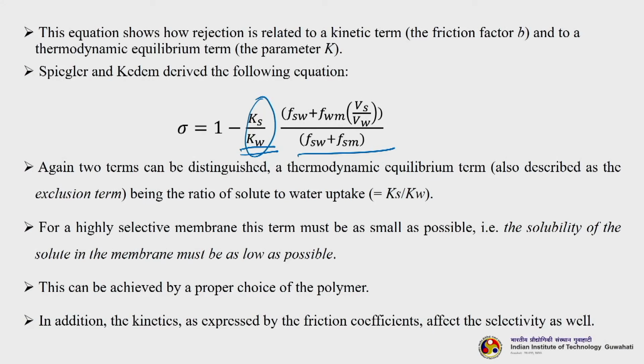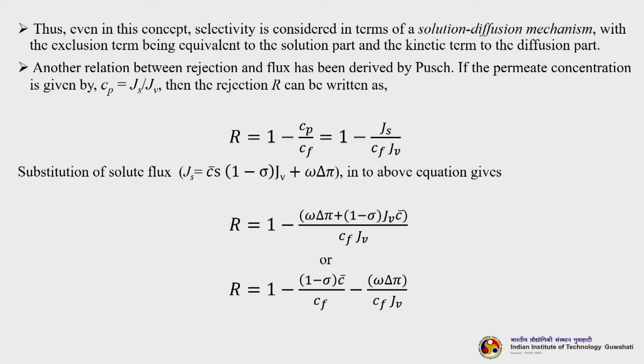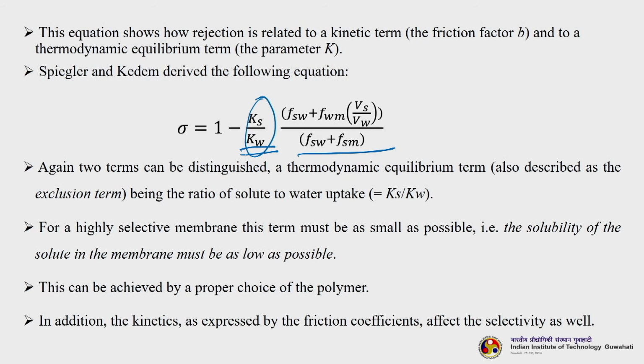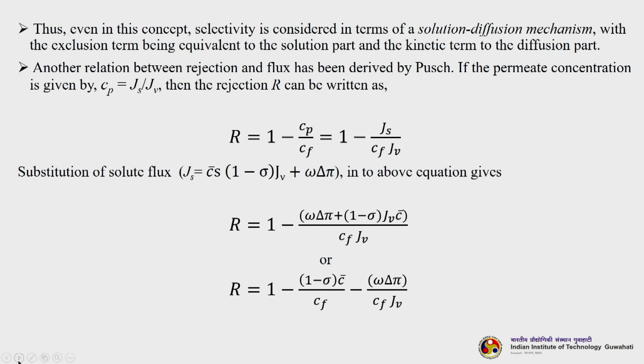So, in addition to the kinetics, friction coefficients also affect the selectivity. This we have also discussed in today's class. Thus, in this concept, selectivity is considered in terms of a solution-diffusion mechanism, with the exclusion term being equivalent to the solution part and the kinetic term to the diffusion part. So here, this particular term is called the exclusion part, and this is the other term, which is the kinetic part or the diffusion part.